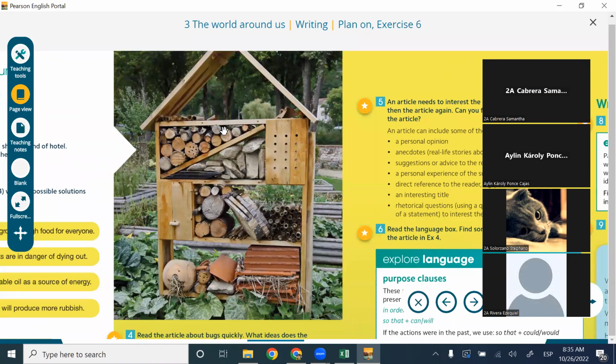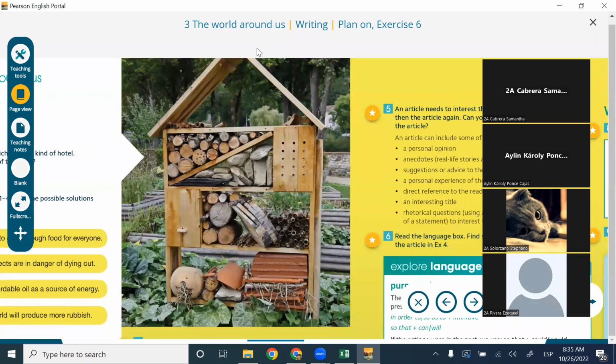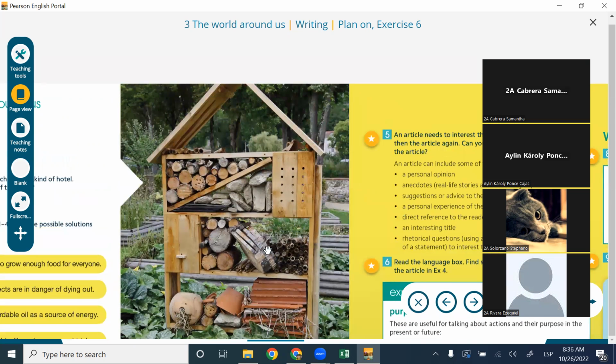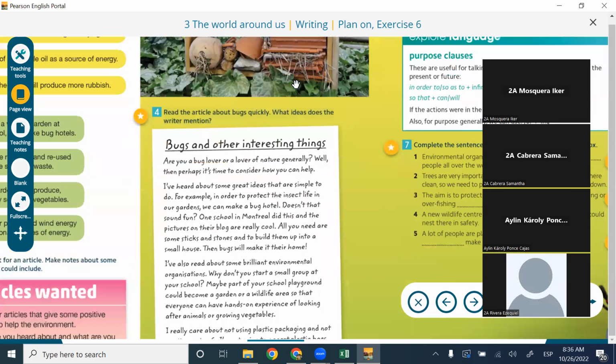As we can observe in the picture, we have a house, but this house is a little different. It's specifically for insects. This house is a little different because it's only for some insects. We are going to narrate the story in this interesting place.